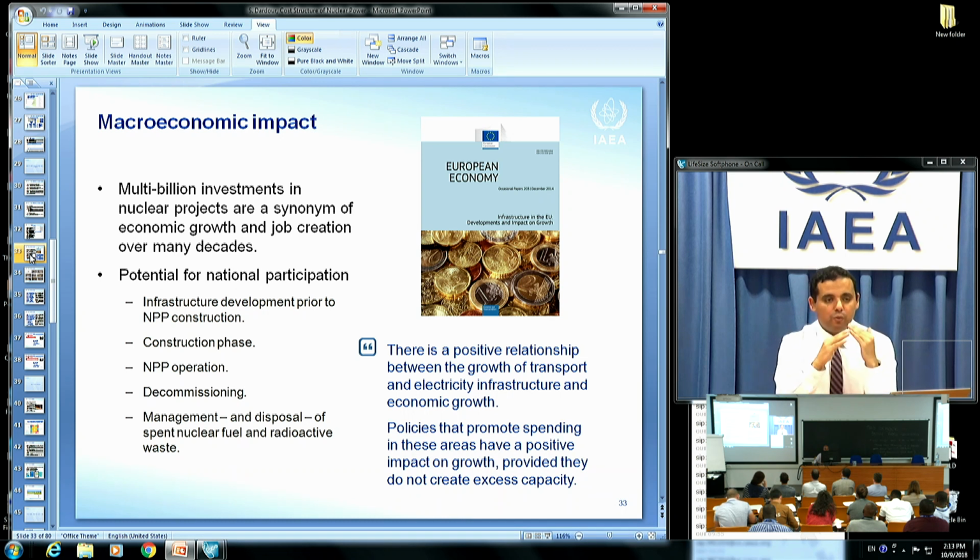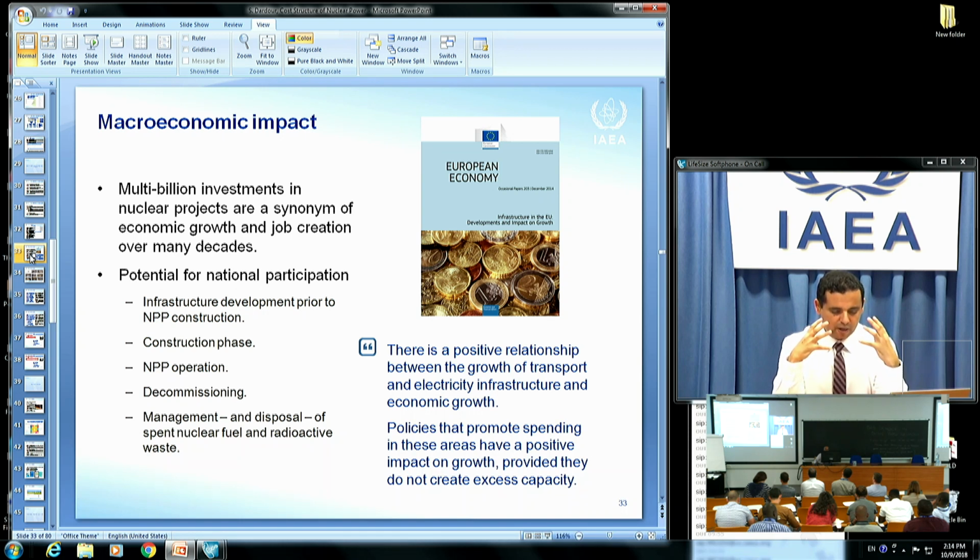So what we know from economic studies from the European Commission, for instance, or the World Bank, is that when a country invests heavily in big infrastructure projects, such as power plants, transport networks, etc., it is very likely that these multi-billion-dollar investments induce some macroeconomic benefits within the country.